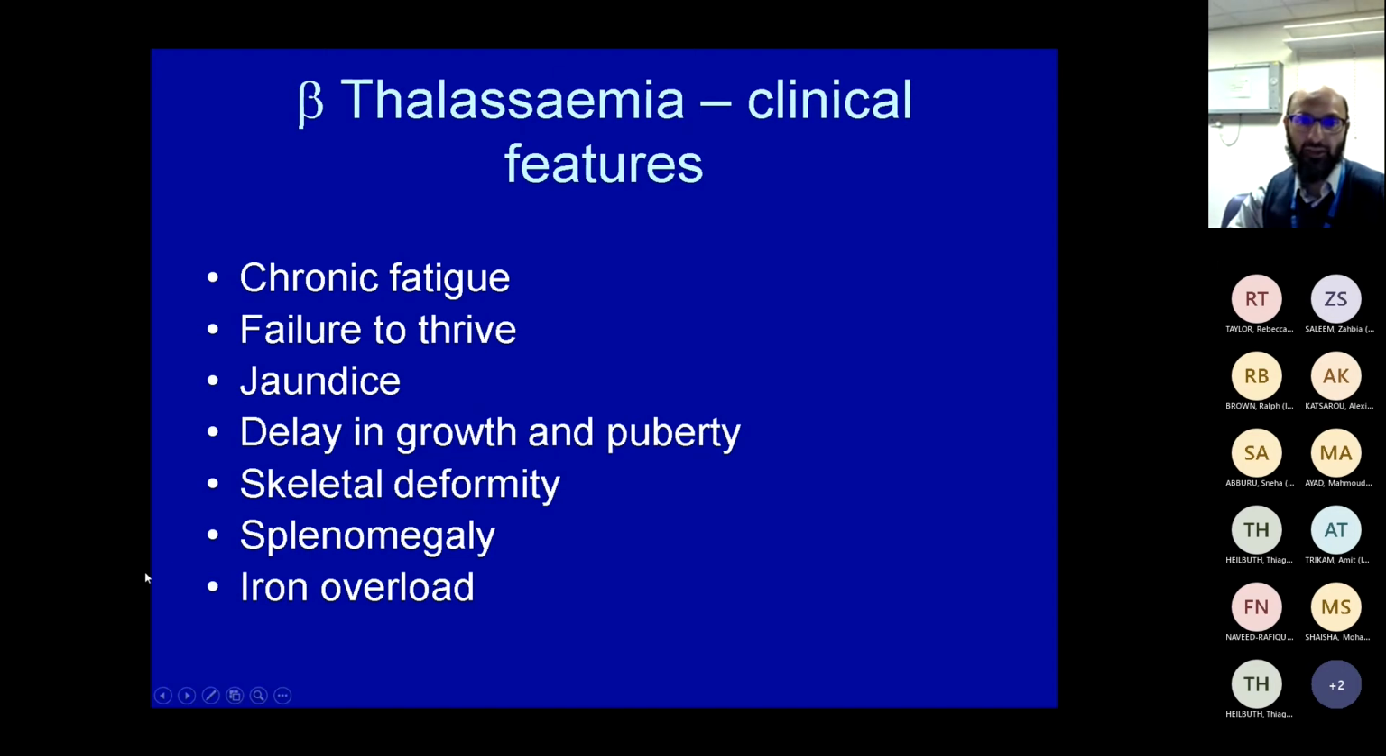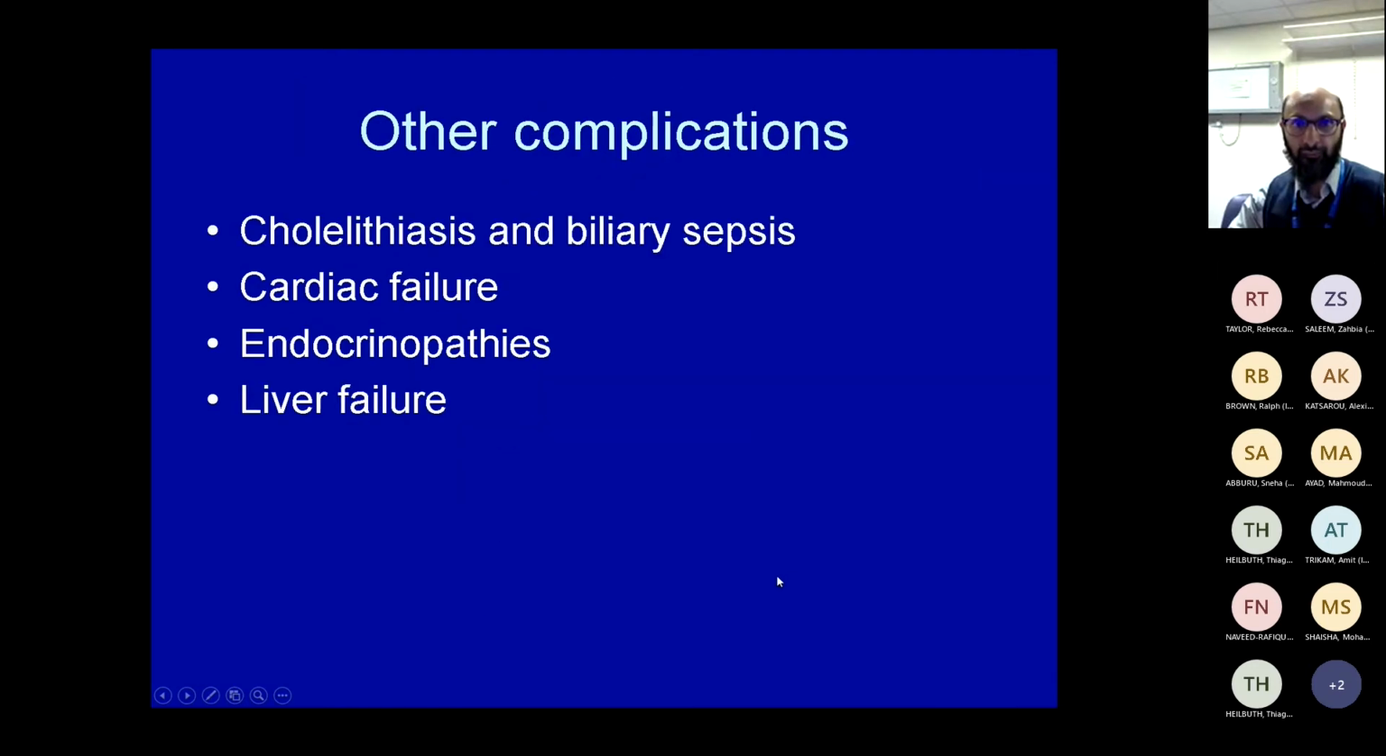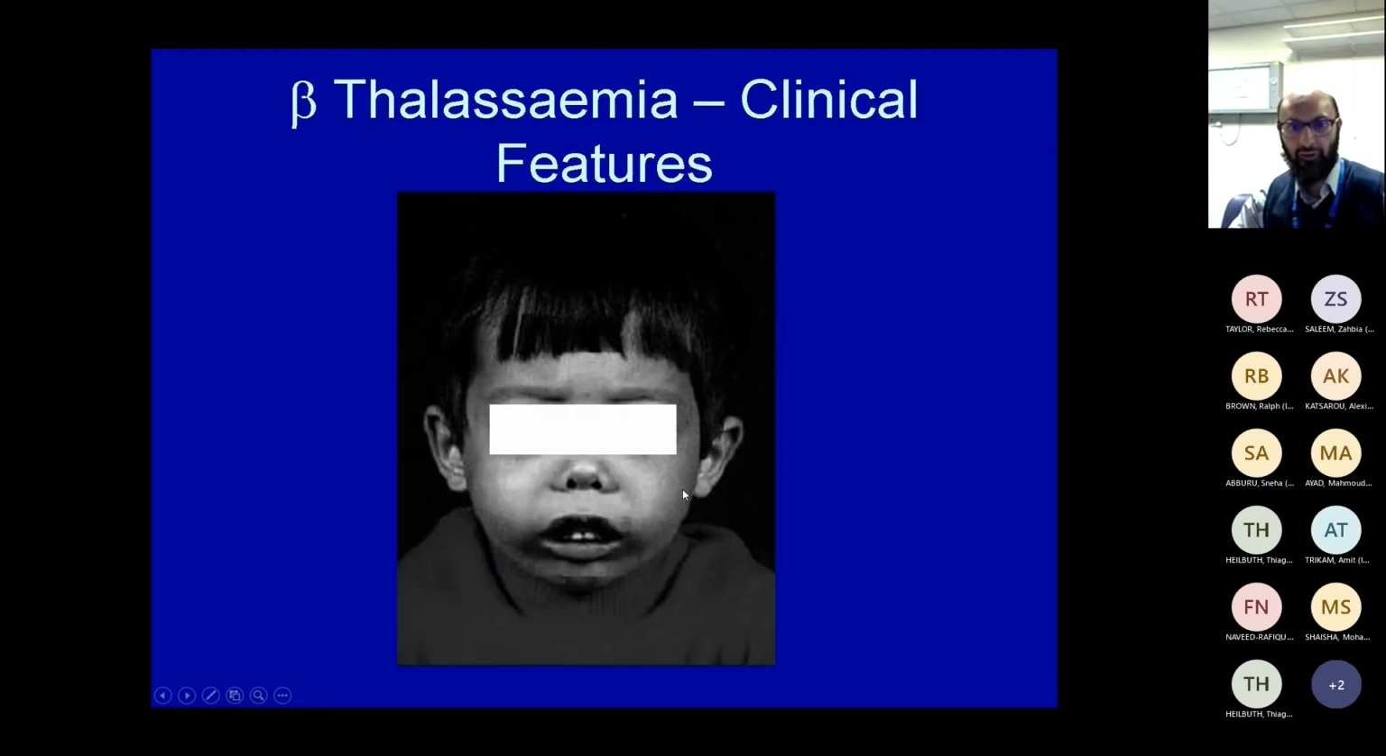Now, most of these features are in individuals who are identified late or not adequately transfused. So with early institution of regular transfusions, we should be able to avoid many of these clinical manifestations, particularly the skeletal manifestations. Other complications include gallstone formation and biliary complications, cardiac failure due to both the anemia and iron overload, endocrinopathies, and liver failure. Again, these are mainly due to the iron overload.